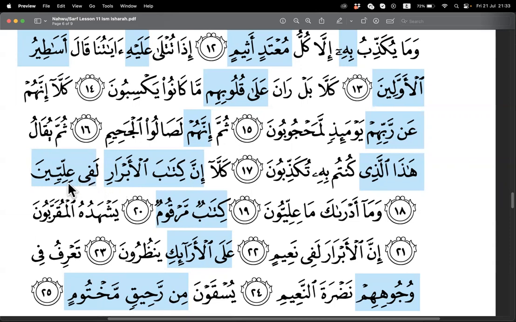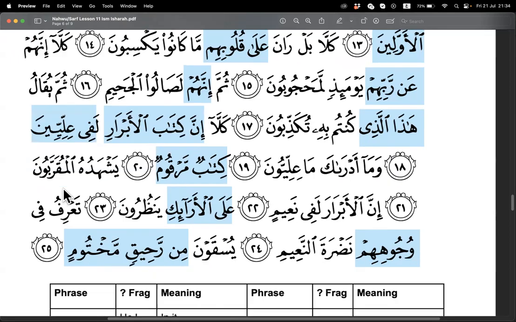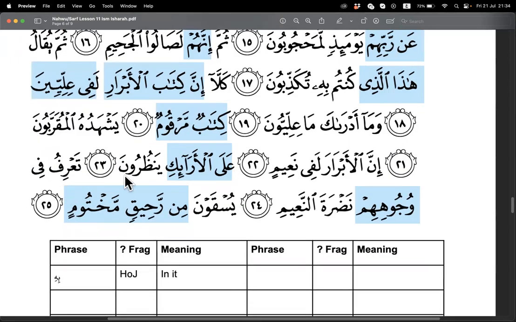Good. What about lafi illiyina? Lafi, the lam, Islam, taukid. Yes, that's for emphasis. And then the fi. Fi is half of jar. Illiyina is the majrur. Yes, this is majrur. Ina ending. Good. Next one.